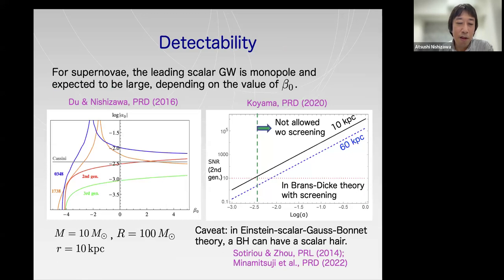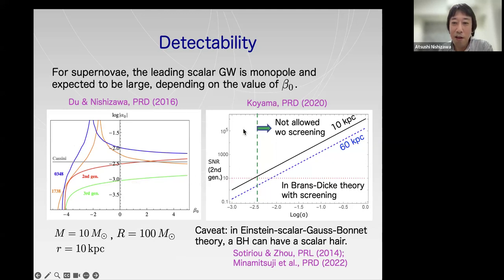We have computed the detectability of this memory effect. This shows the constraint on beta naught and alpha naught in scalar-tensor theory. Observation of binary pulsars has already given this constraint, the blue one and the orange one. And if a supernova occurs in the nearby universe, then gravitational wave observation gives this red constraint. So above this line is excluded, and from third generation detectors, we can constrain more.